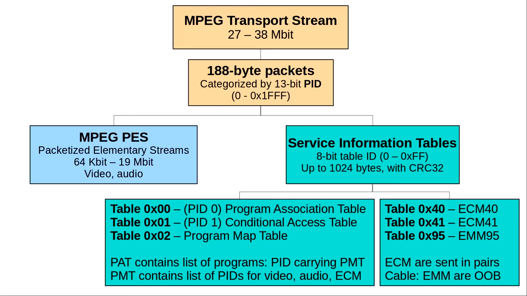Table 2 is the program map table, which contains the list of packetized elementary streams and the PID for each, as well as an ECM PID. There's a program map table for each MPEG program or TV channel that's found in the stream. The ECM PID is where entitlement control messages are sent, containing information that's used to generate the key that decrypts the packetized elementary streams. This system uses two types of ECM: table 40, which I call ECM 40, and table 41, which I call ECM 41.